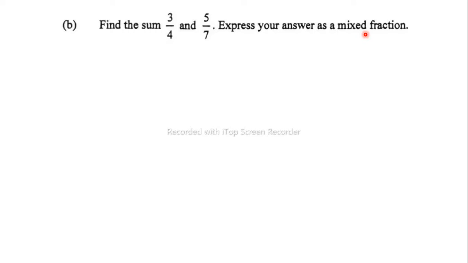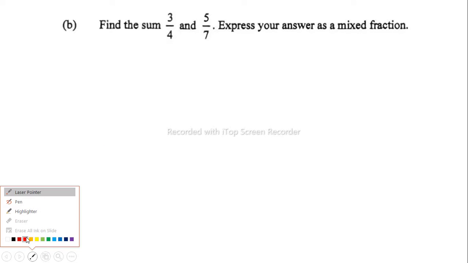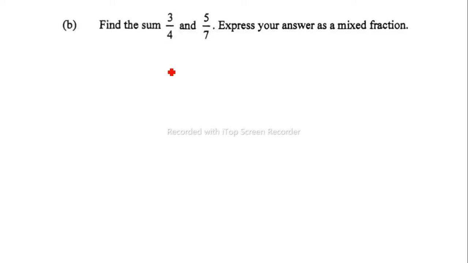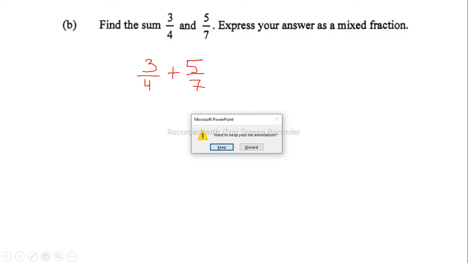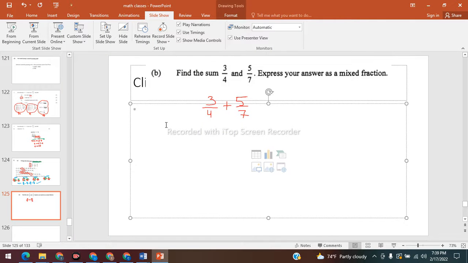So we have to add them. We have 3 over 4 and 5 over 7. But before we even add them, the first thing to do is find the LCM. We get 28. That's what you get for the LCM.